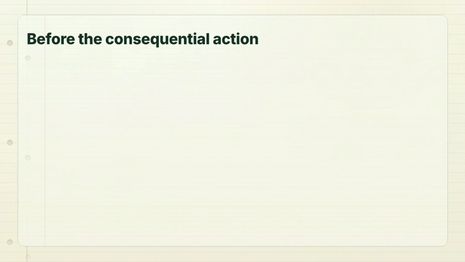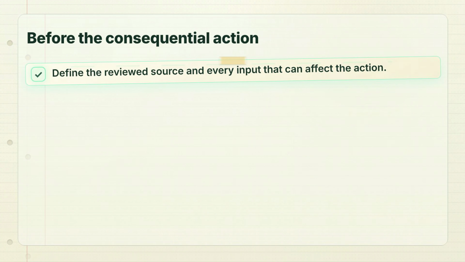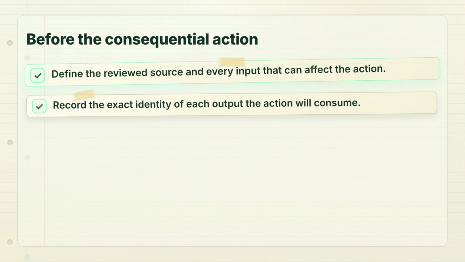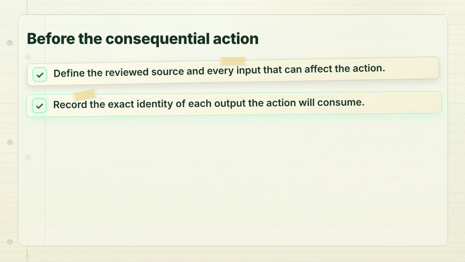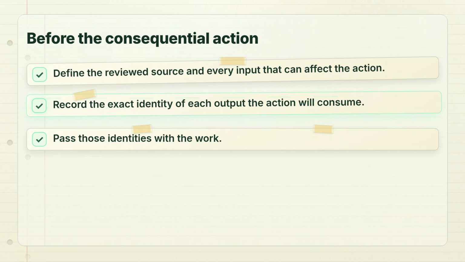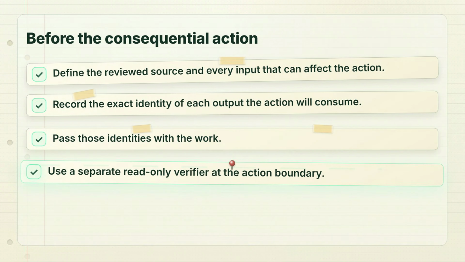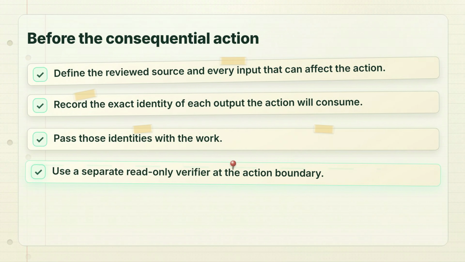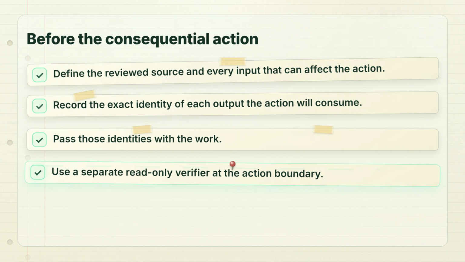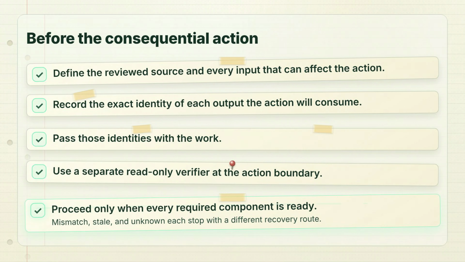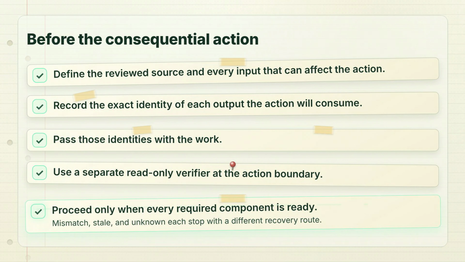Use 5 steps. First, define the reviewed source and every input that can affect the action. Second, record the exact identity of each output the action will consume. Third, pass those identities with the work. Fourth, use a separate read-only verifier to recompute each identity at the action boundary. Fifth, proceed only when every required component is ready, and handle every other state explicitly.